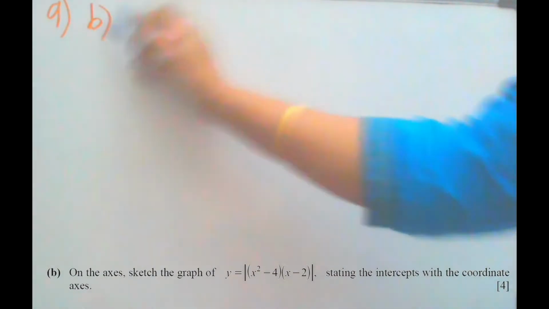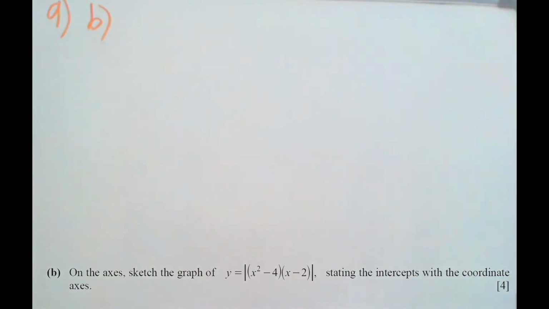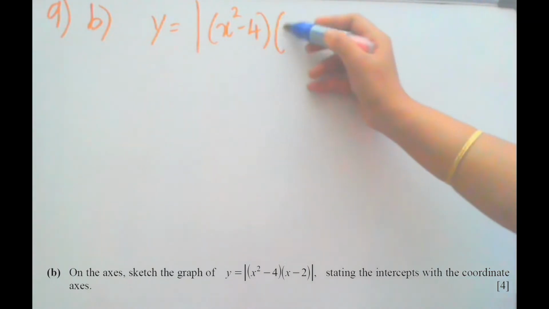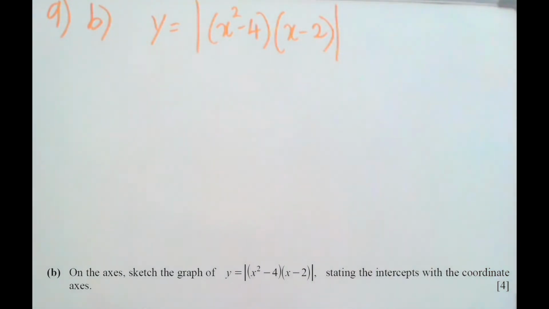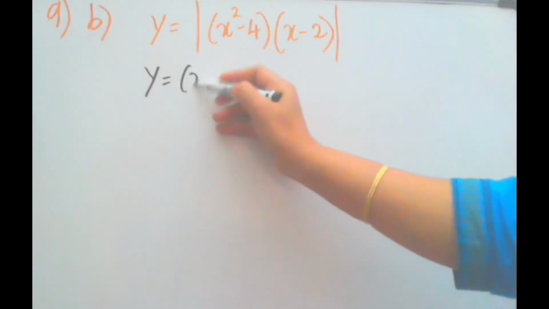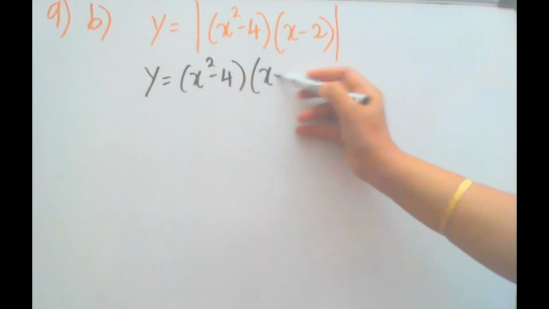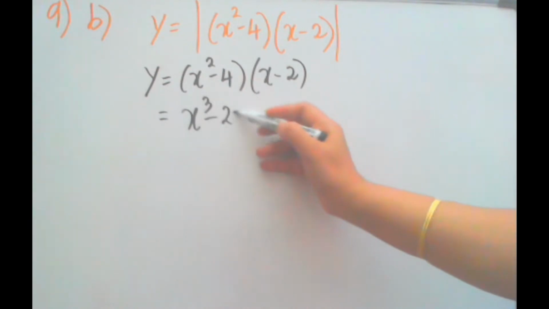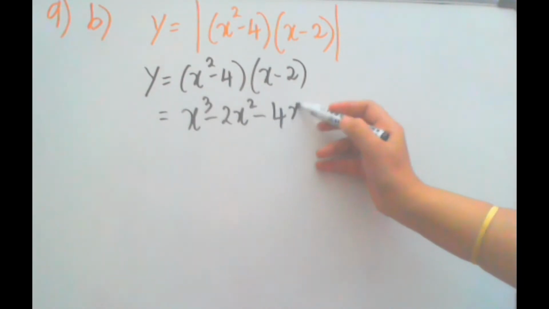Going to question 9b. On the axis, sketch the graph of y equal to modulus of x square minus 4 multiplied by x minus 2, stating the intercepts with the coordinate axis. So you have to sketch the graph here. Now the original equation was x square minus 4 into x minus 2, which we had simplified to be x cube minus 2x square minus 4x plus 8.